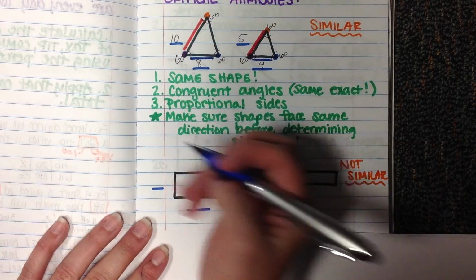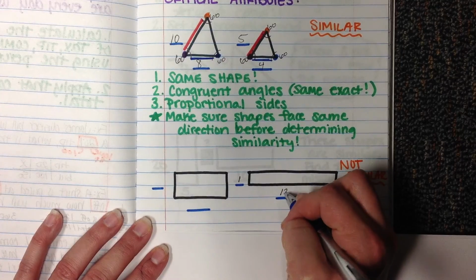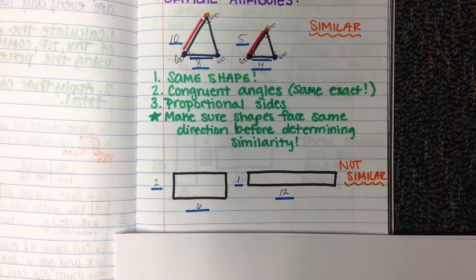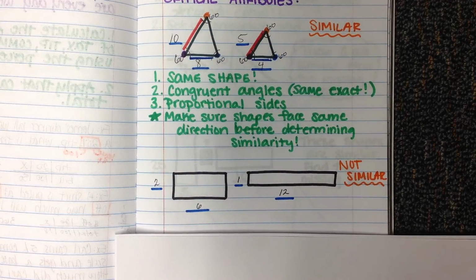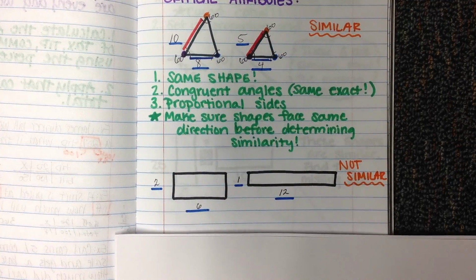If I fill in these numbers, let's say I have 1 and 12 here, and I have 2 and 6, okay? These are not similar. First, you can tell that they are sort of the same shape. They're both rectangles, but they don't look to be the same shape. It's not just that one of them is bigger than the other one. One of them is long and skinny, and one of them short and fat. They don't appear to be the same shape.